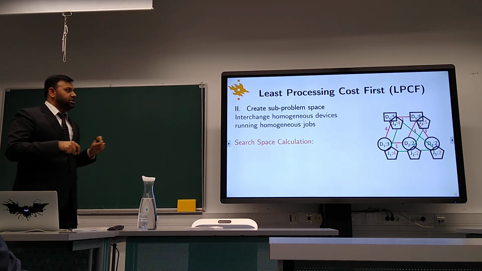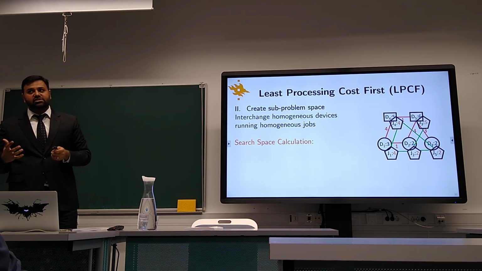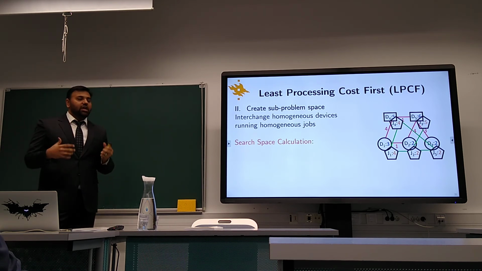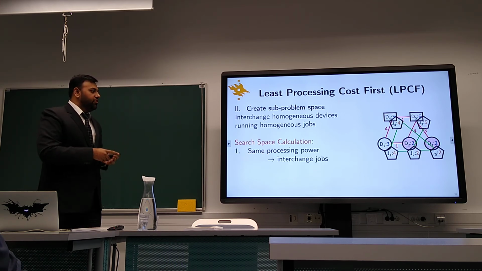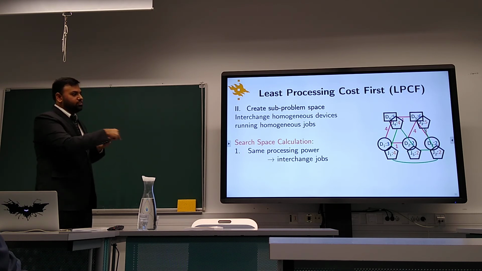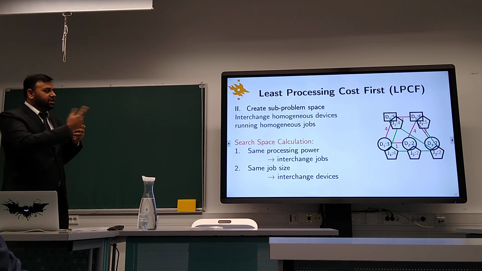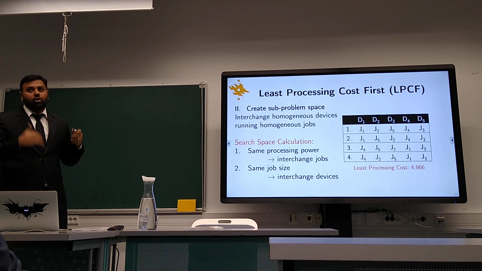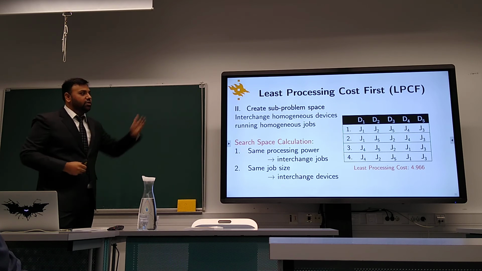And for this, we are capturing the inherent property of the edge cloud, that it may be composed of multiple homogeneous devices which have the same processing capabilities. Similarly, the jobs that are being deployed can be homogeneous jobs on these devices. So for now, we build up a search space, and how we're doing that: we look into the devices which have the same processing power, and we interchange the jobs on these devices. Similarly, the jobs which require the same kind of processing can be interchanged on the devices. So with that, we now have a set of other deployments. All of them will have the least processing cost that we initially calculated in the first step. But now we have options.